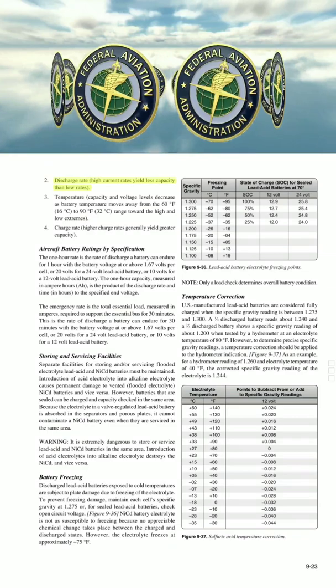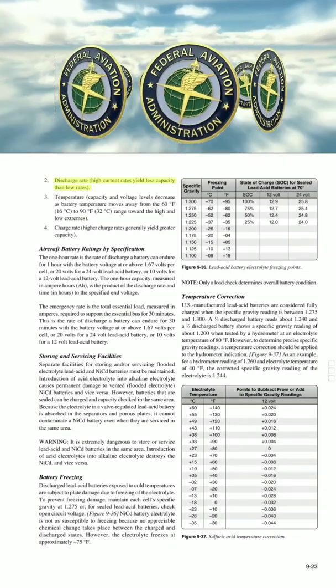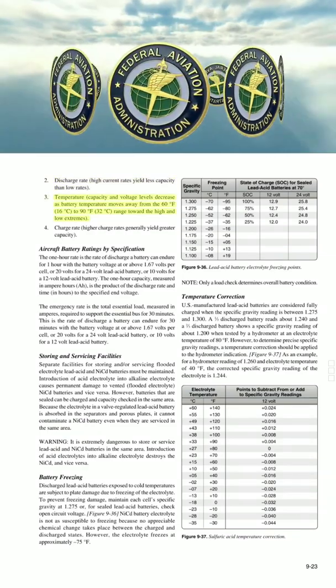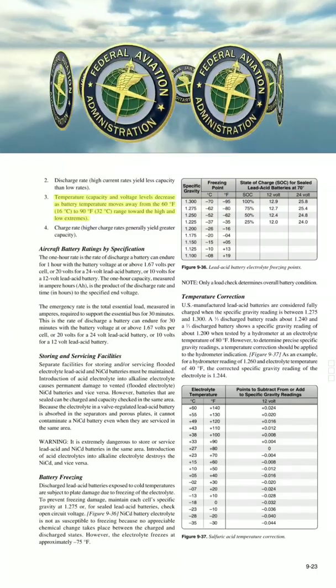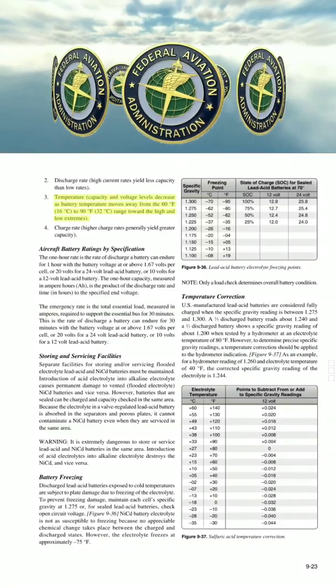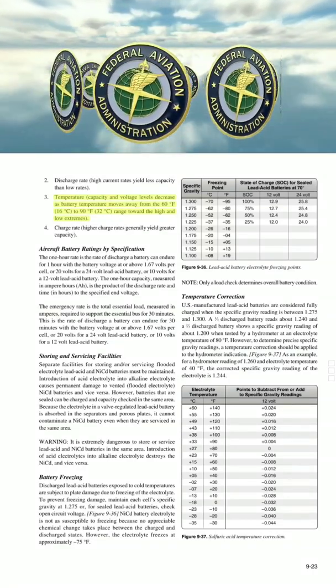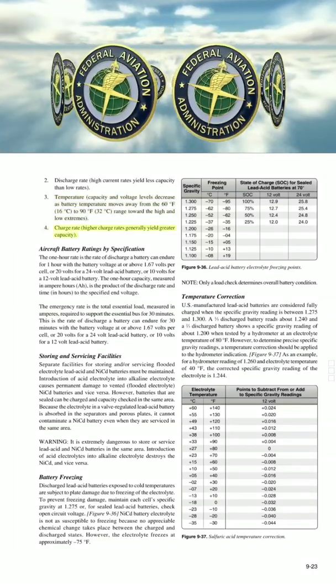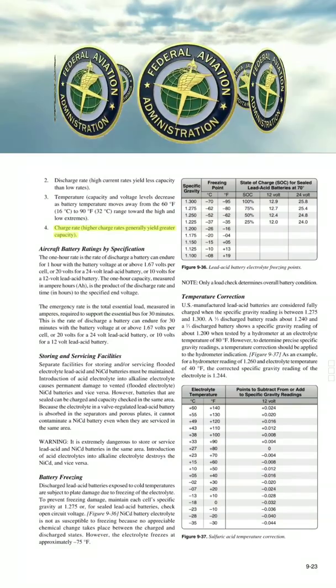2. Discharge rate, high current rates yield less capacity than low rates. 3. Temperature, capacity and voltage levels decrease as battery temperature moves away from the 60 degrees F, 16 degrees C, to 90 degrees F, 32 degrees C, range toward the high and low extremes. 4. Charge rate, higher charge rates generally yield greater capacity.